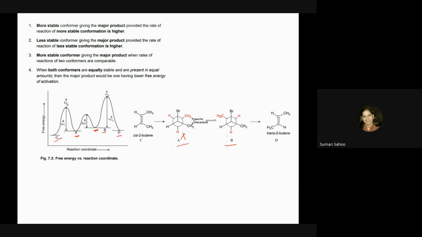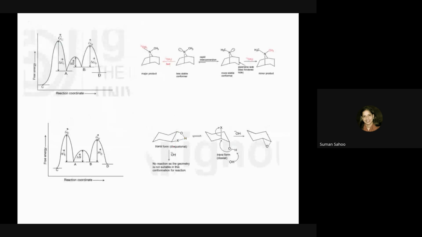But again, this is the basic idea: whenever you have a more stable conformer, that gives the major product, provided the rate of reaction of the more stable conformation is higher. And the second one is a less stable conformer giving the major product. For example, in this case, among A and B, B is the less stable, but still that would give you the major product, because its rate of reaction to D, that is here the energy is less as compared to this one. So in that case, the major product would be formed by your conformer B.